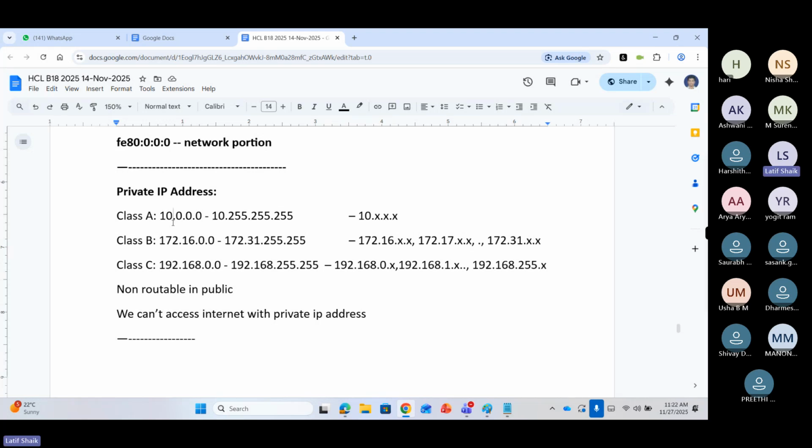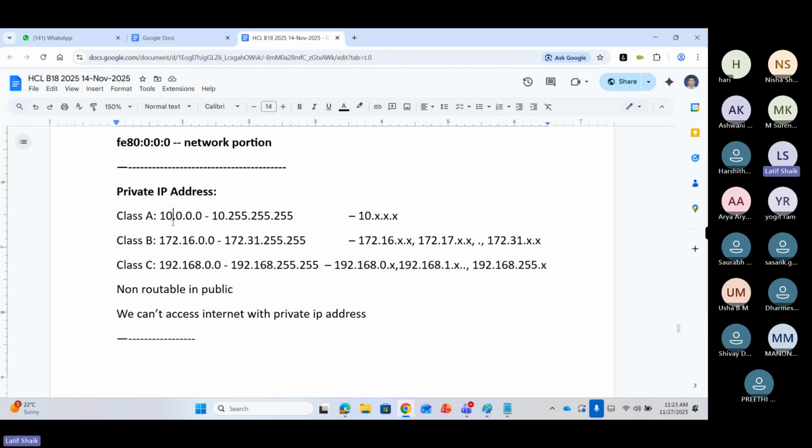From Class B, the 172.16 network to the 172.31 network. All these networks, a total of 16 networks, are there: 172.16, 172.17, 172.18, up to 172.31. These networks belong to private use only.